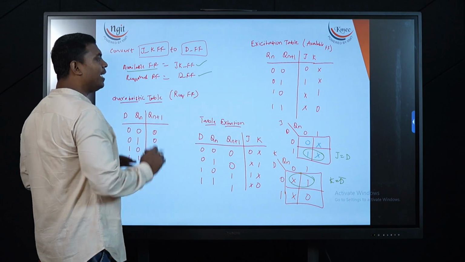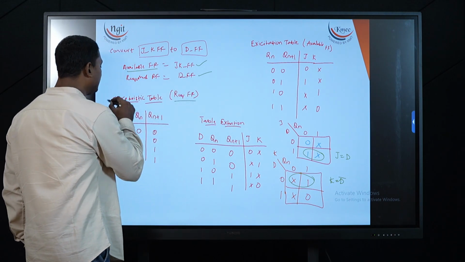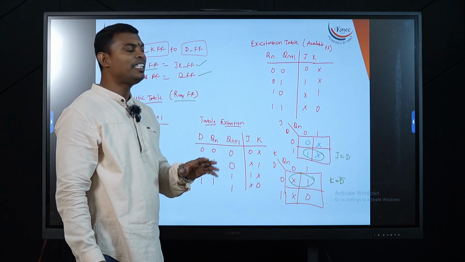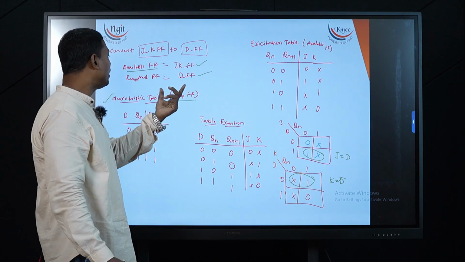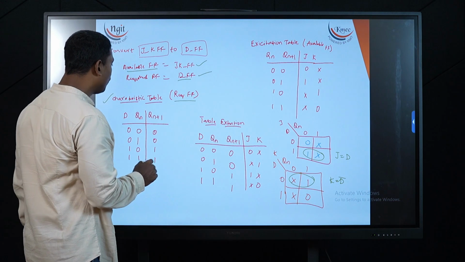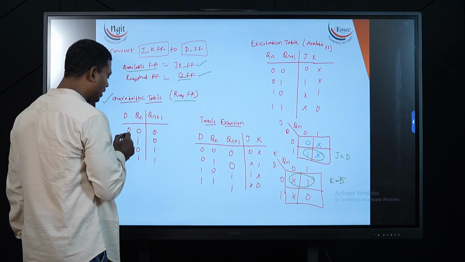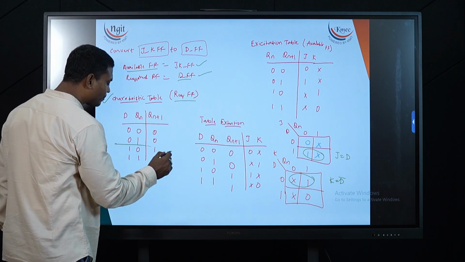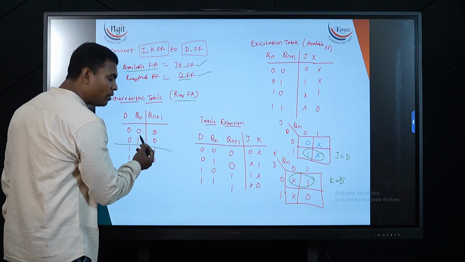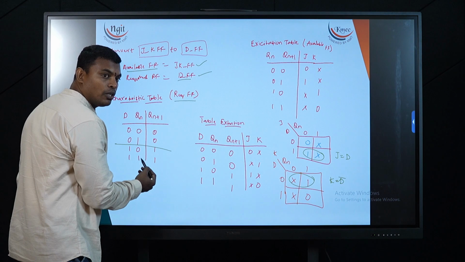Now, once after writing it, I need to get the characteristic table for my required flip-flop. What is the required flip-flop here? It is the D flip-flop, right? So for the D flip-flop, you know the characteristic table: D, Qn, Qn plus 1. D can take either 0 or 1, with the present state as 0 or 1.